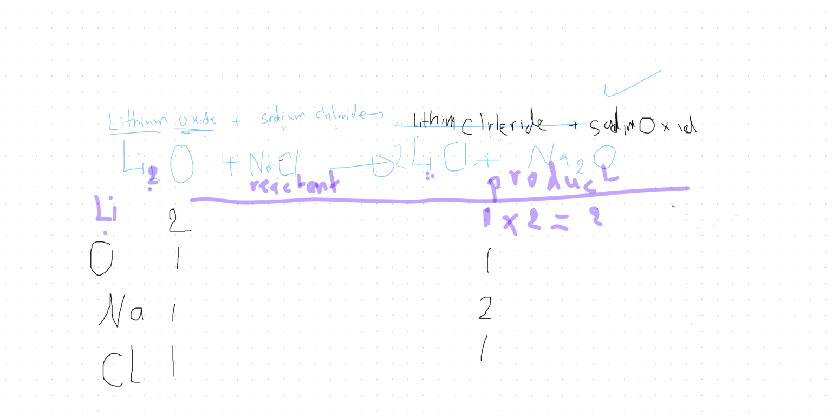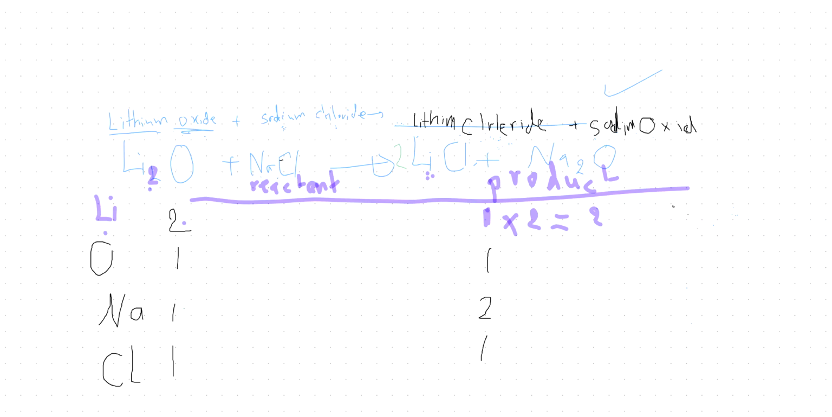Lithium 2 and lithium here 2. What about oxygen? Oxygen is the same, it's equal. Here we have 1 atom, and on the product we have the same, so we're not going to change anything for the oxygen. On sodium, we have different amounts, so we have to multiply by 2 as well. But not now. We have to check all the elements. We check chlorine now. The chlorine is the same.